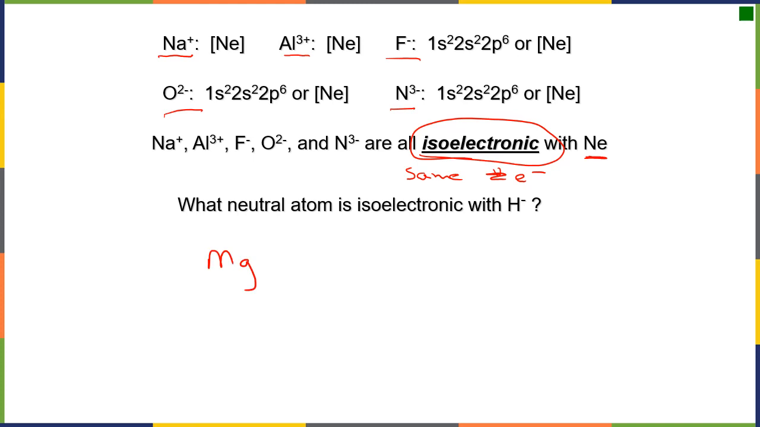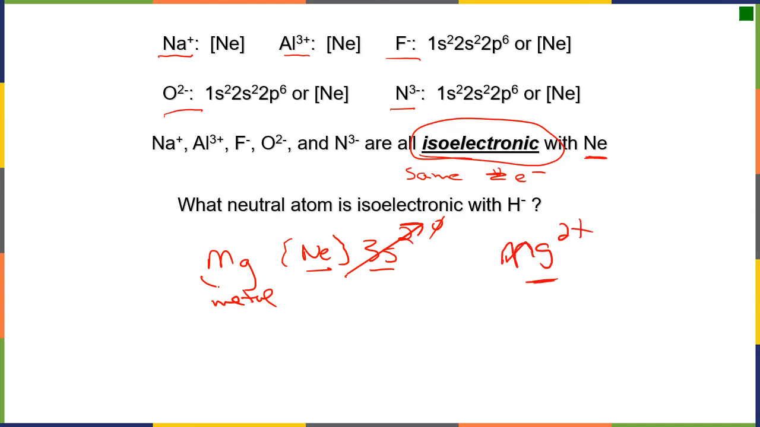So let's think about magnesium. Magnesium is going to be neon 3s2, in group 2. We know that neon is stable, but these aren't. We know that this is a metal, so it's going to lose electrons. It's going to lose those 2 electrons. And magnesium 2 plus is also isoelectronic with neon.